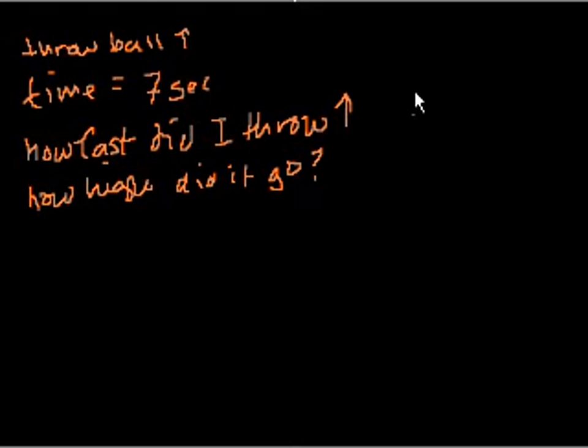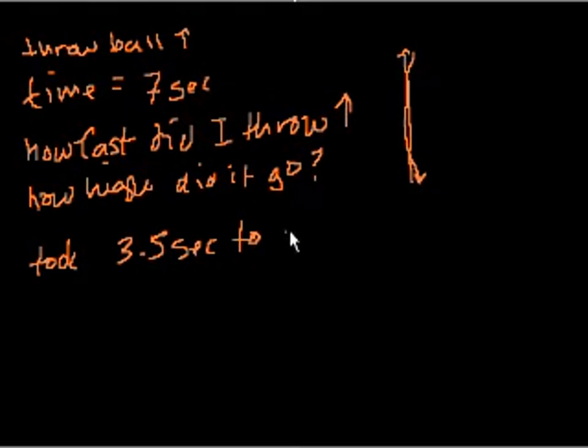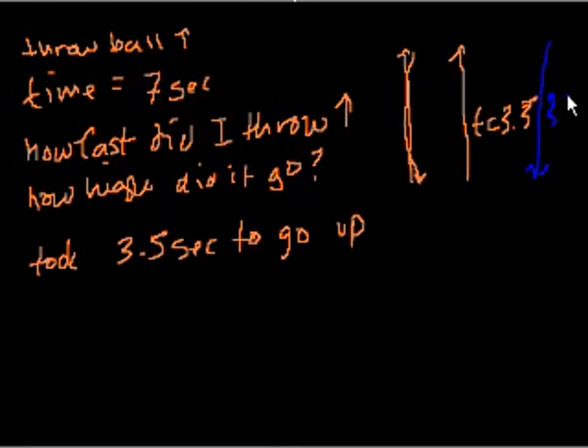So it took 7 seconds, right? The ball took 7 seconds to go up, and then to go down. And assuming no air resistance, it took the same amount of time to go to its peak as it took to go down. So it took 3.5 seconds to go up, and then another 3.5 seconds to go down. So it took 3.5 seconds to get to its peak.